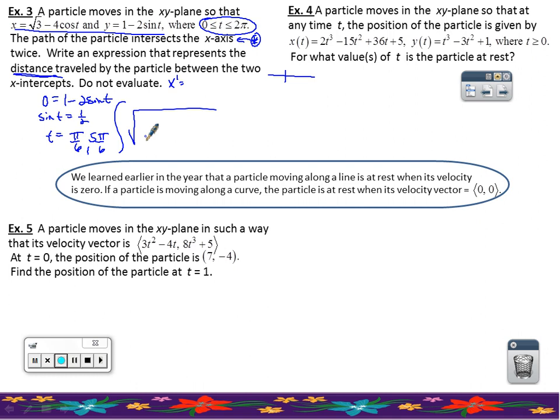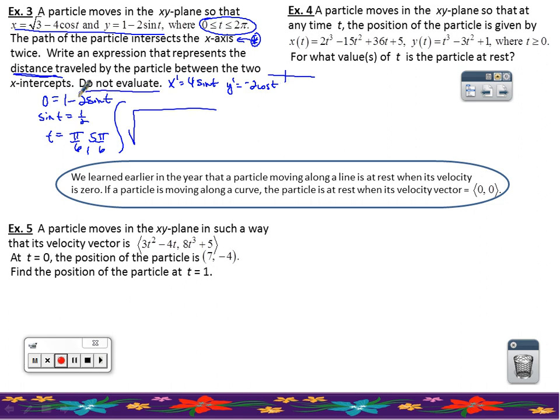The derivative of x, the derivative of root 3 is nothing. The derivative of negative 4 cosine, remember the derivative of cosine is negative sine, so the negative crosses out, and I'm left with 4 sine t. And then the derivative of our y component is, let's see, the derivative of 1 is 0. Derivative of sine is cosine, so what? Negative 2 cosine t.